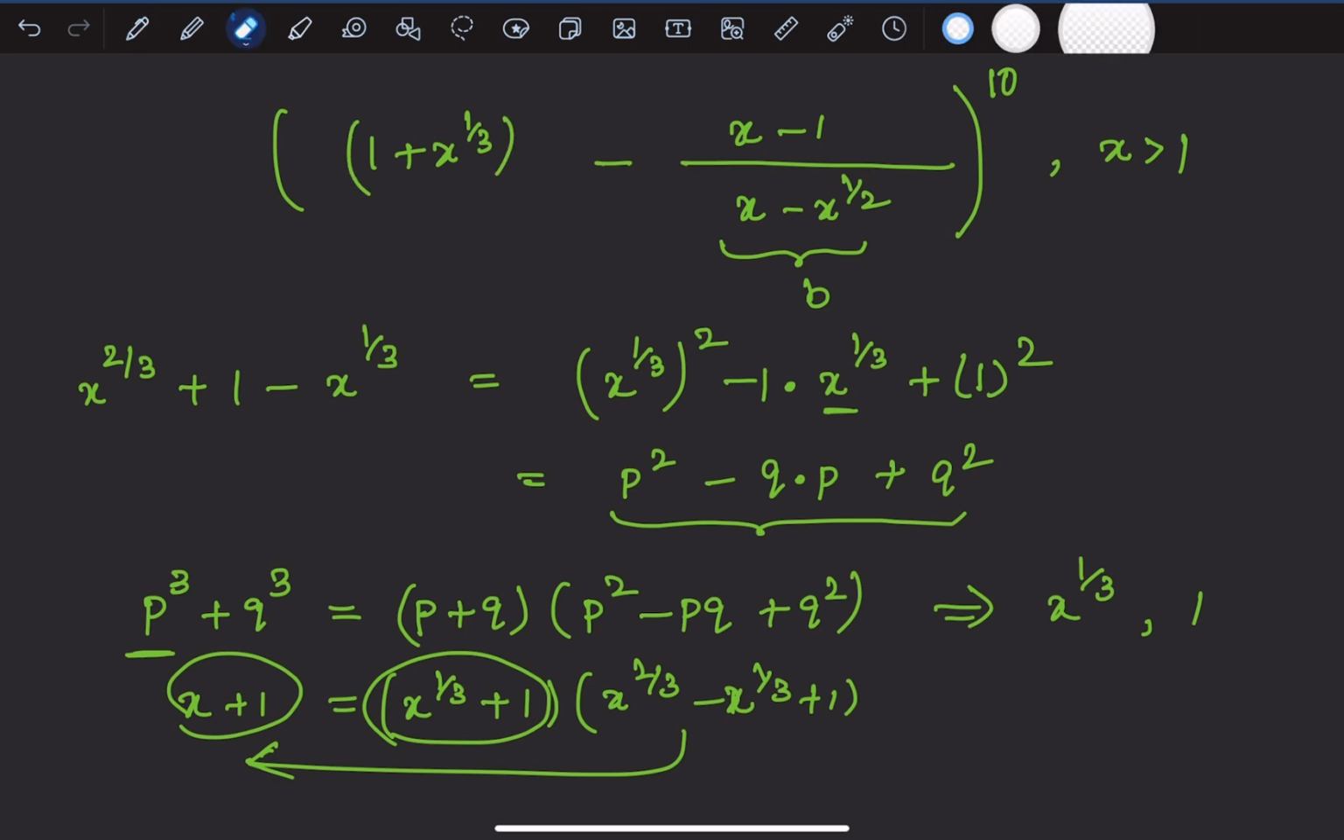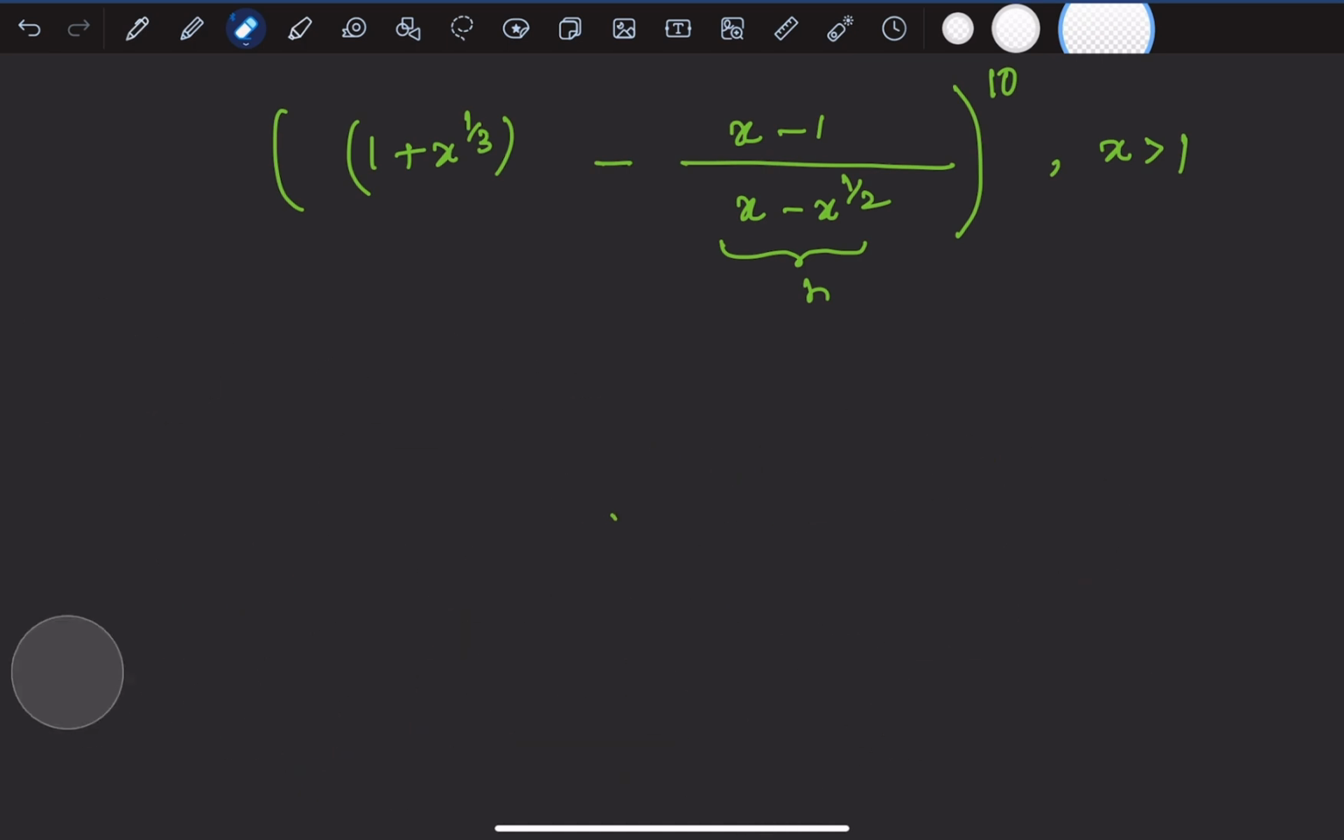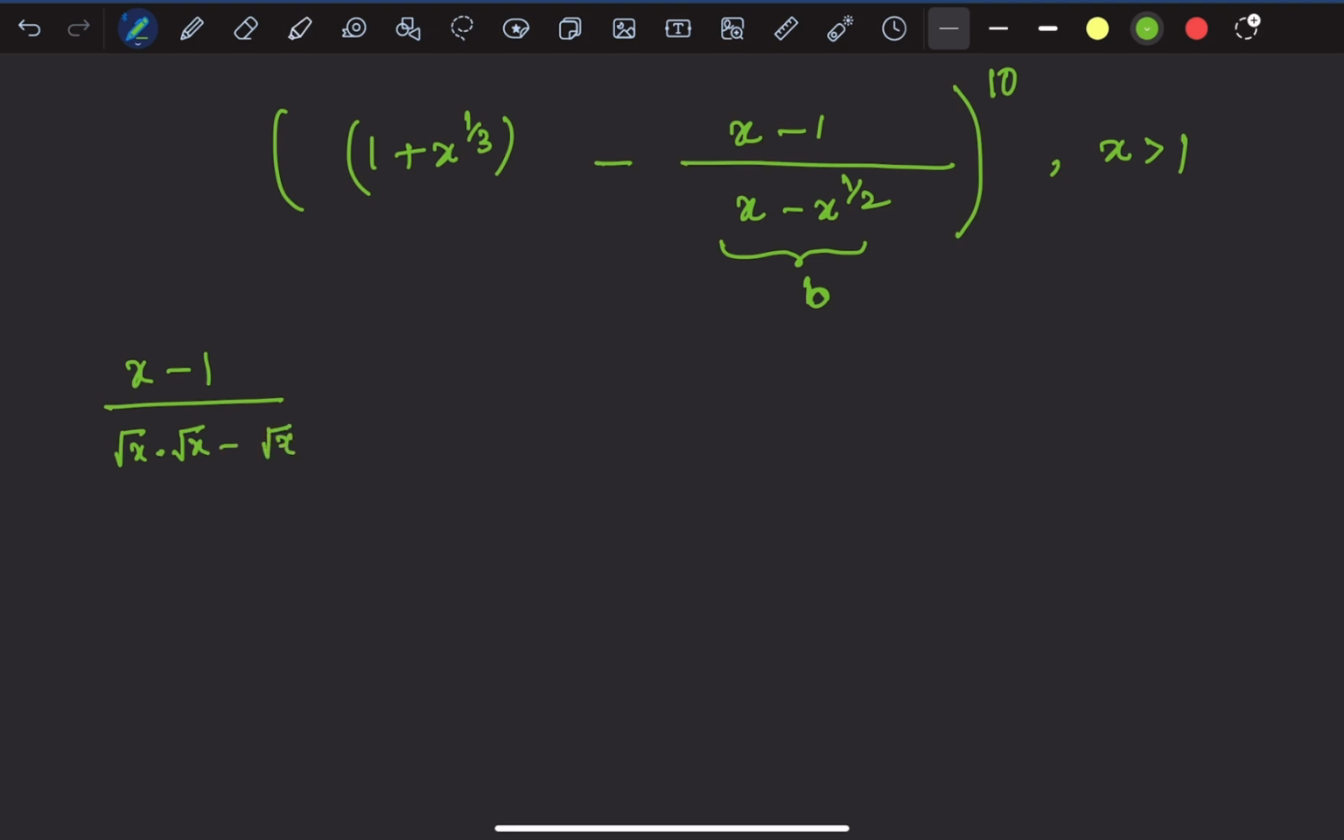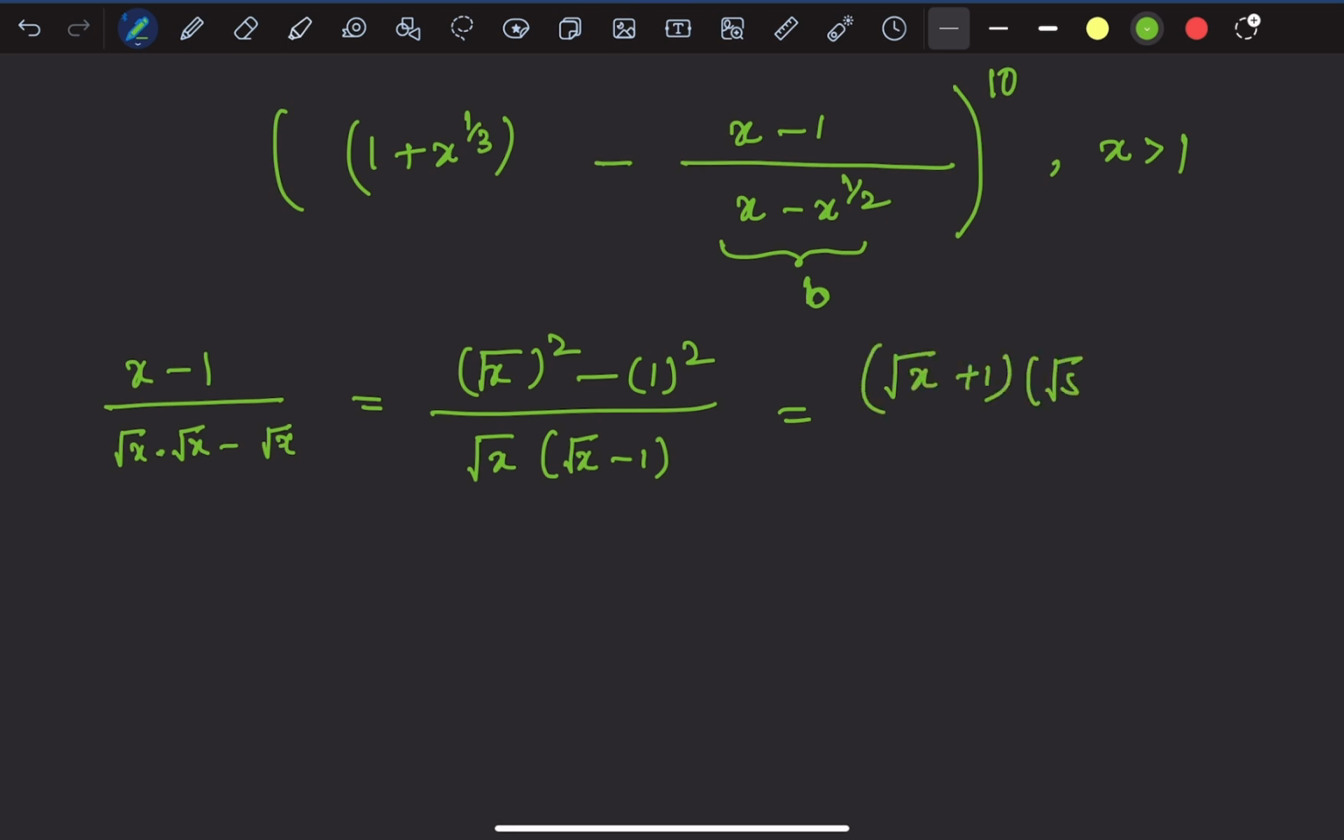Now similarly, let us consider the second term, which is your B. So you have x minus 1 upon root x. x can be written as root x multiplied by root x, so this is simply root x whole square minus 1 square in the numerator, divided by root x multiplied by root x minus 1. So the numerator is in the form of a square minus b square, that is a plus b into a minus b, this is root x plus 1 into root x minus 1, divided by root x into root x minus 1.